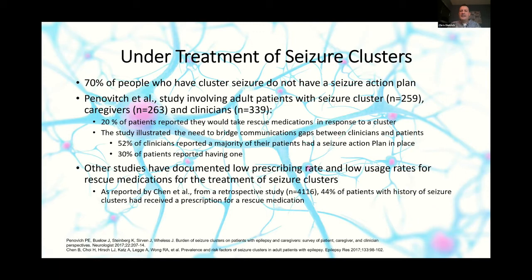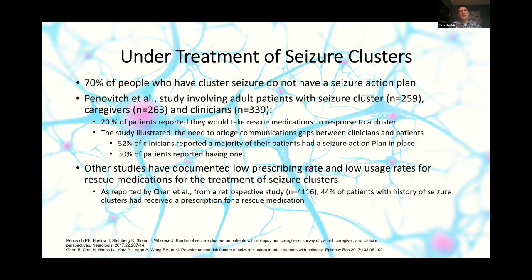And then there was a study, I believe it was done in 2017 with Dr. Penovich, where she had a study involving adult patients with seizure clusters, and just talked to caregivers and clinicians and extrapolated some data from that. And part of that was that 20% of the patients reported that they would take rescue medications in response to a cluster. So only 2 in 10. So that's 8 out of 10 patients would not take one.